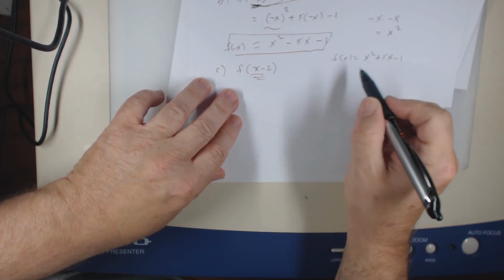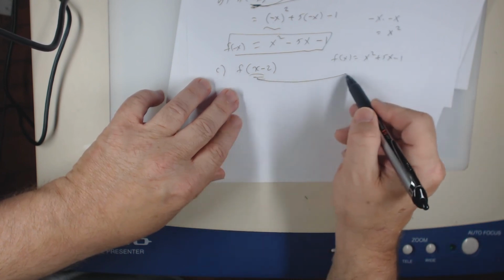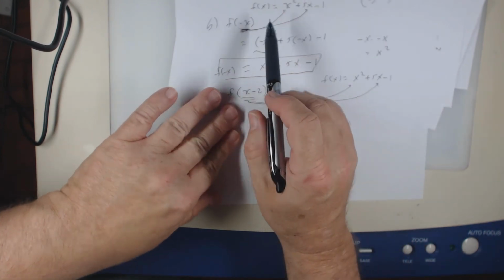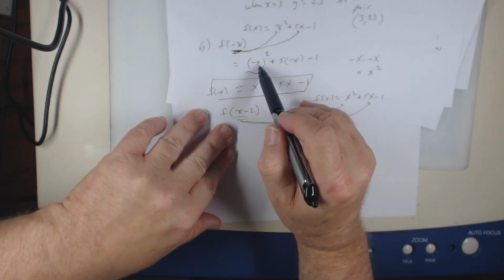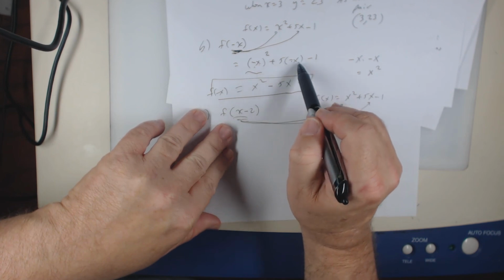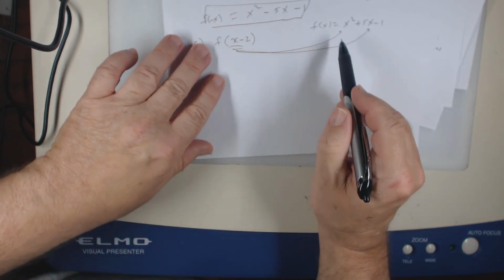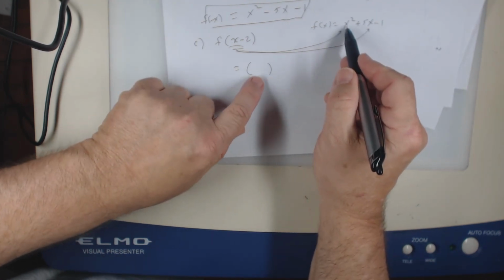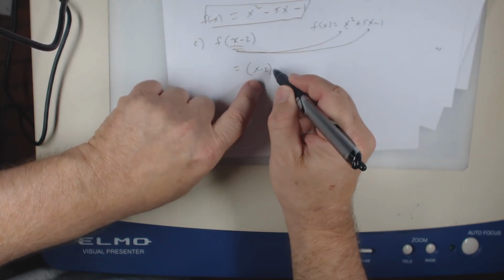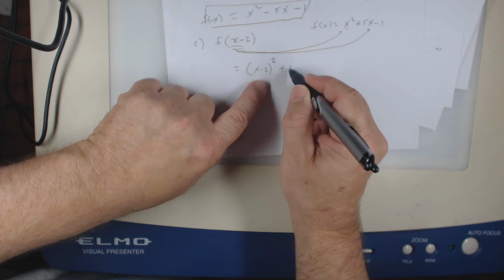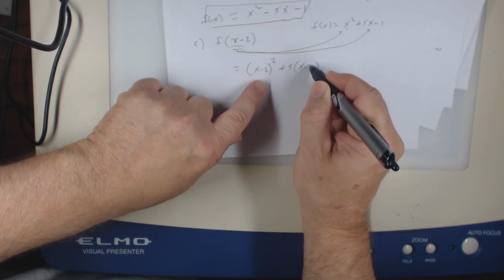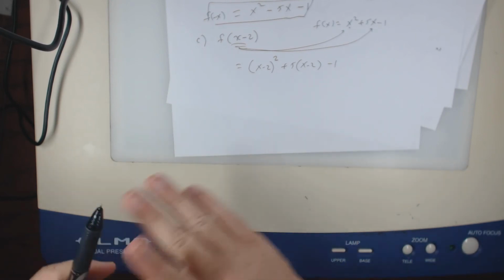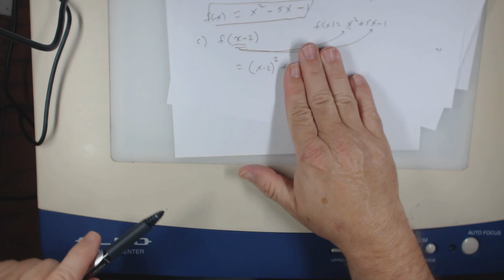Now remember, this was my expression, my function. Y'all agree? So where I saw the variable x, I plug in x minus 2. Now remember what we said. Whenever you plug it in, put that inside parentheses. So I'm going to get parentheses. What do I put inside this parentheses right here? x minus 2. But what am I doing to it? Squaring it. Plus 5 in parentheses, x minus 2, and then minus 1. All right.